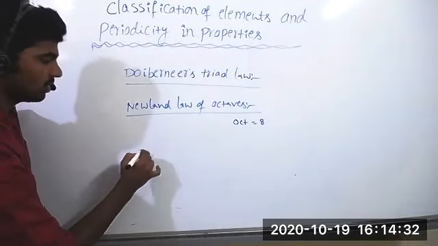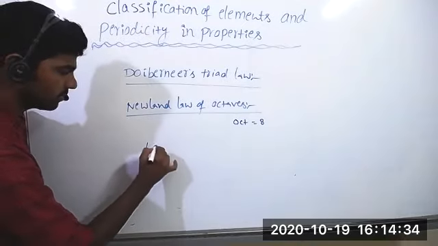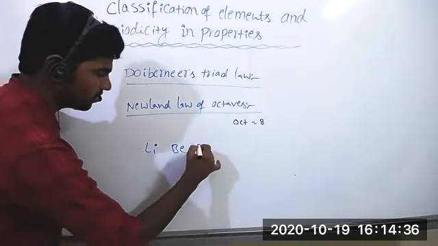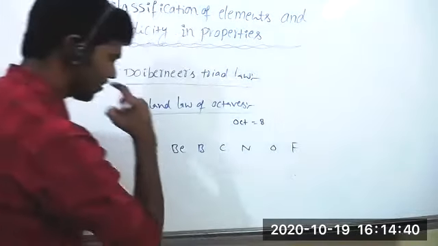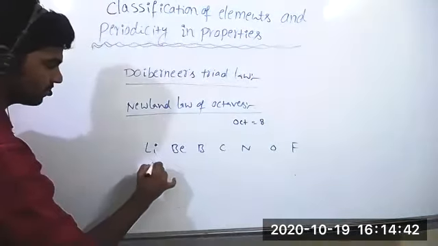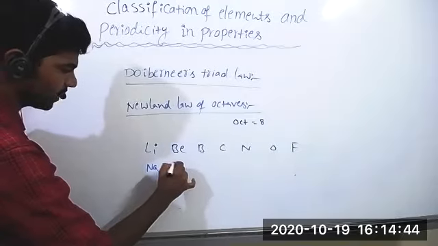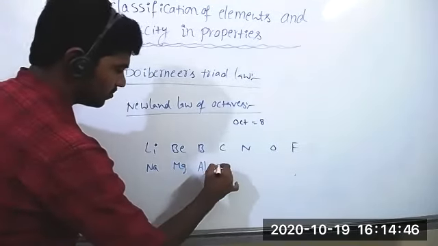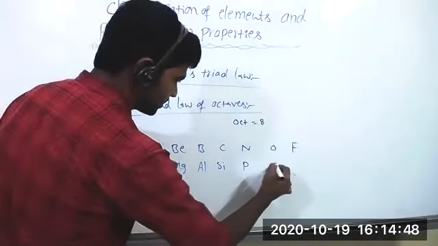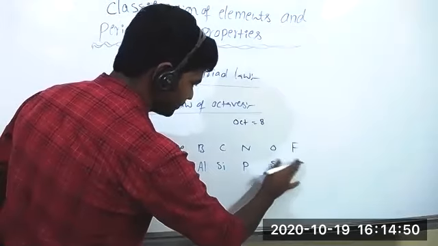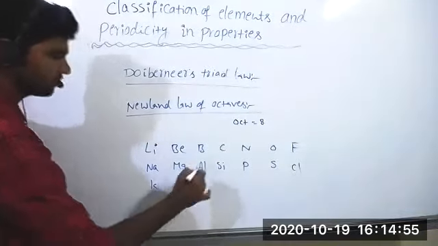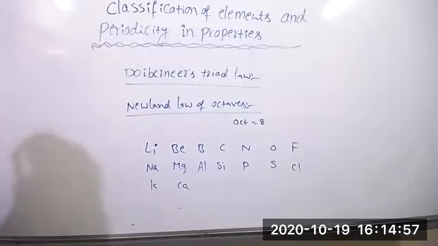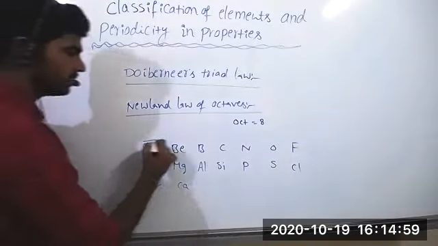See, I am arranging the elements: lithium, beryllium, boron, carbon, nitrogen, oxygen, fluorine, sodium, magnesium, aluminum, silicon, phosphorus, sulfur, chlorine, potassium, calcium. So he arranged these elements in his periodic table.